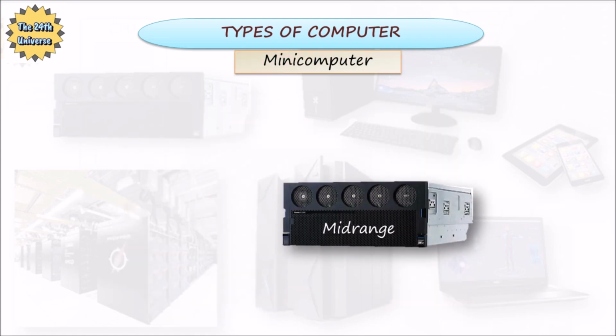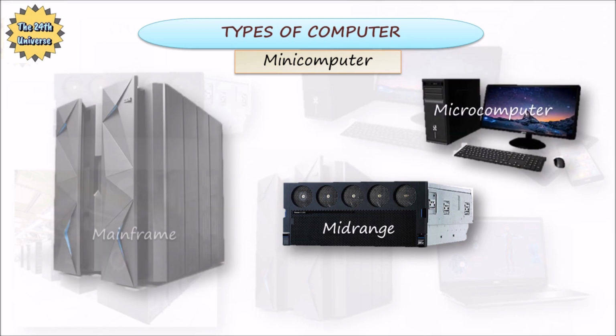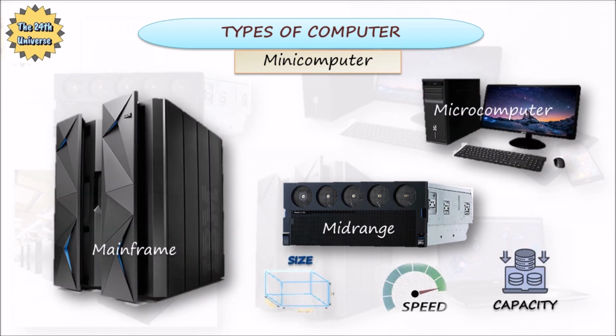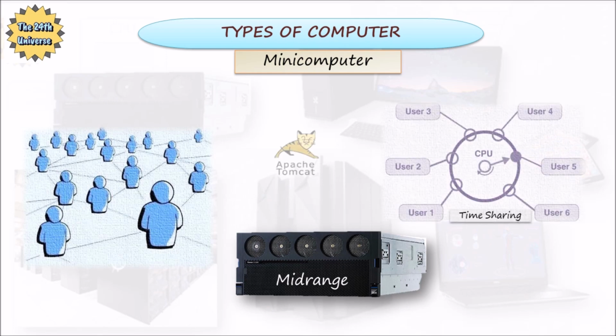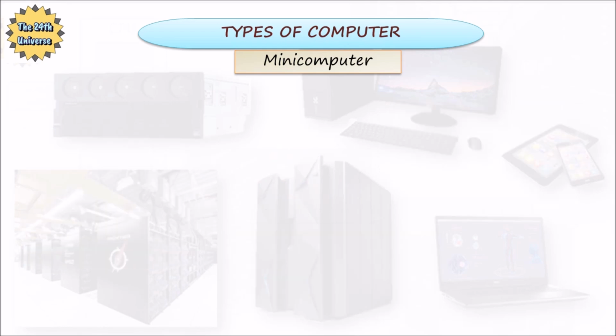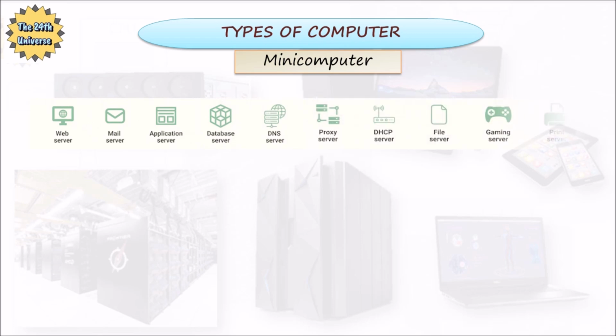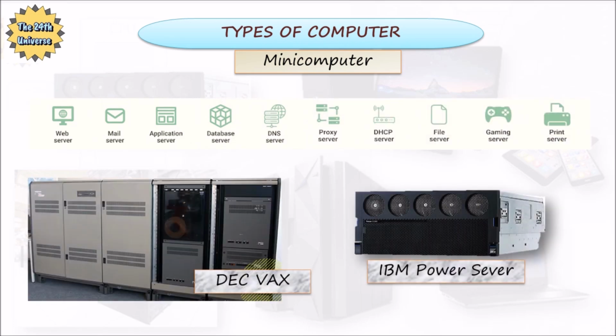Mini computers. Mini computers are also known as mid-range computers because it is a computer that is intermediate between a microcomputer and a mainframe in terms of size, speed, and capacity. They are multi-user systems and can support time sharing, and are often dedicated to a single application. They have large storage capacity and more memory, and hence they are used as servers. Examples include VAX series, IBM Power Server, etc.